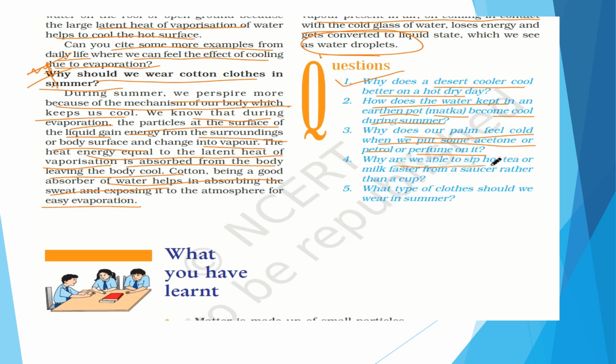Why are we able to sip hot tea or milk faster from a saucer rather than a cup? What type of clothes should we wear in summer? Just now we have discussed that we should wear cotton clothes in summer. So all these questions have mostly been discussed in your class itself. So try to answer these questions, take an answer book and answer.